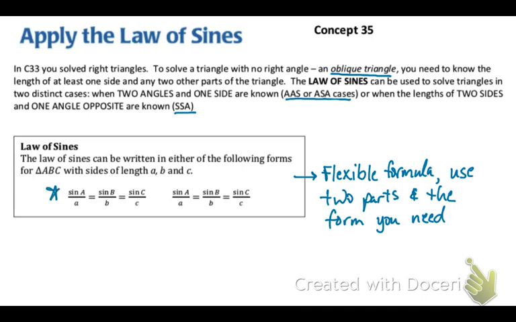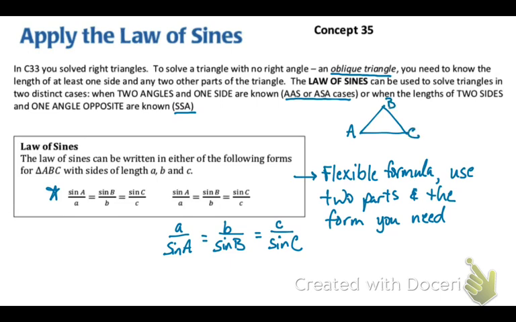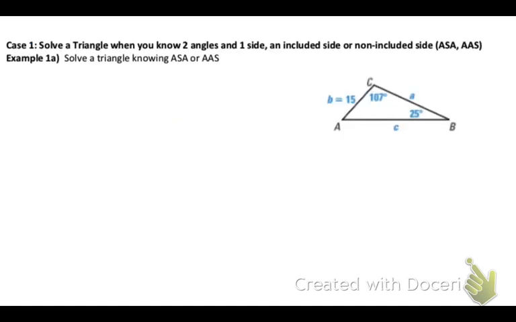Now the second way, so actually I repeated and I should have rewrote this formula in this way with the side lengths on top. Just a reminder that when we're talking about triangles with A, B, and C, the angles are the capital letters, and then the lowercase letters are the sides that correspond with that. So we'll actually just use two parts of the formula, and it will form a proportion, and then we will solve. So let's look at this first example.